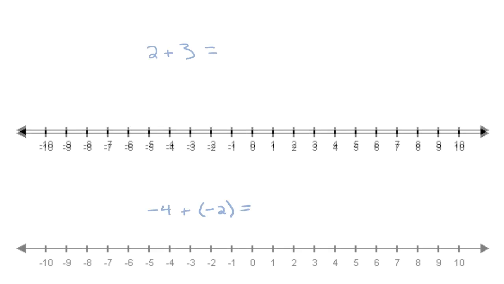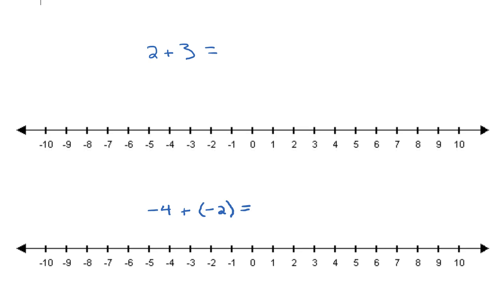Hi, in this video we're going to look at adding positive and negative integers. Okay, let's use the number line to show addition of two positive numbers and two negative numbers. First of all, the positives. Now we know what the answer is to this, but let's look at the number line.